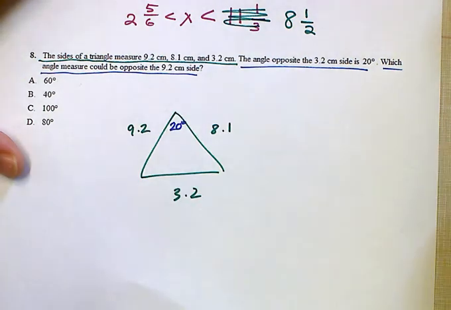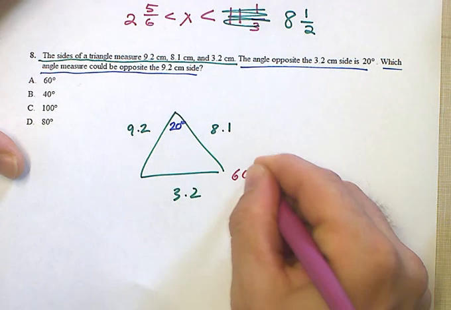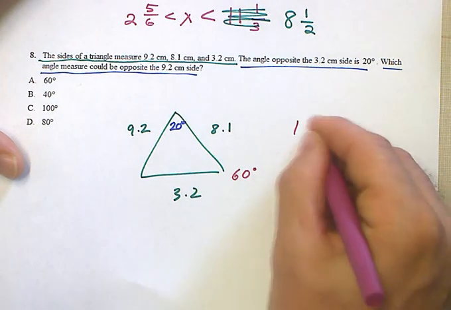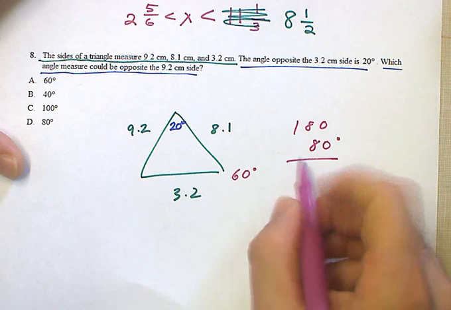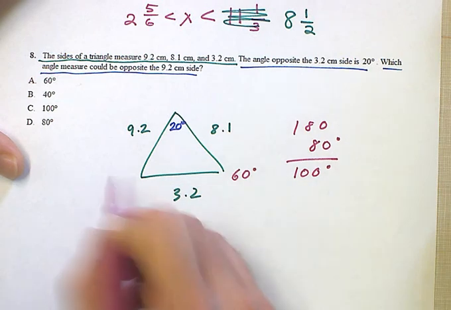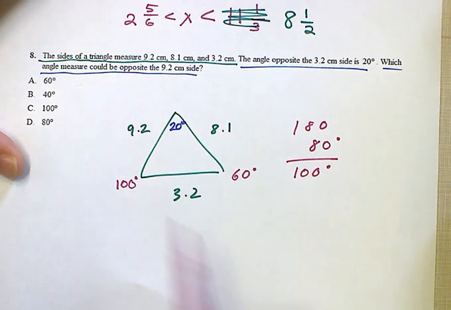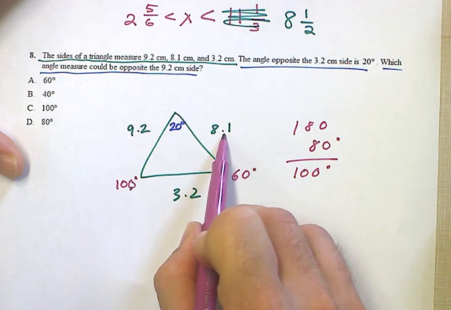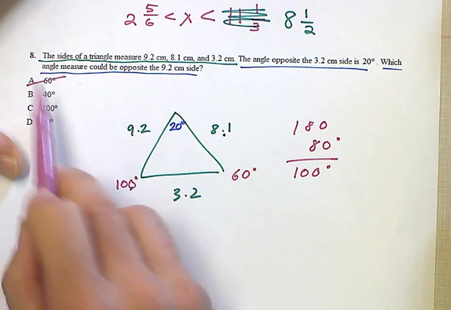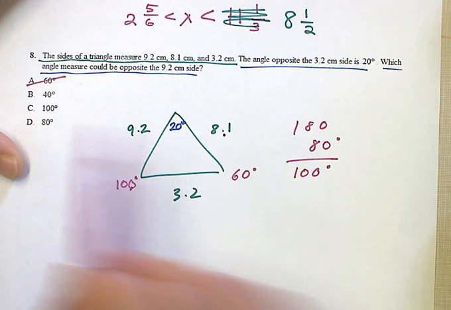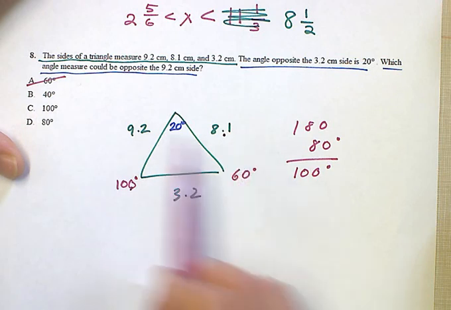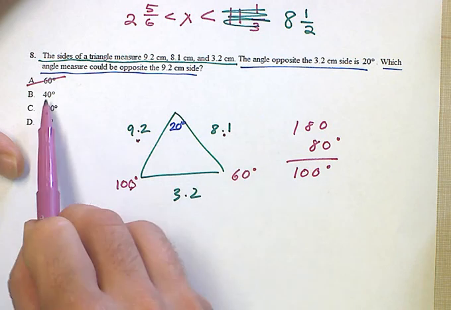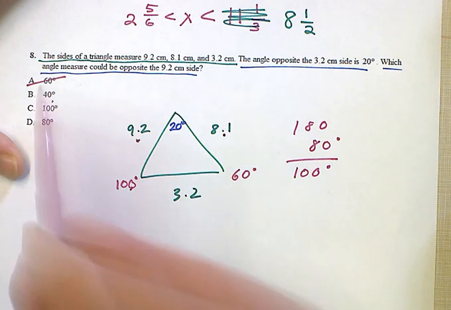So let's just say it's 60 degrees. Now 20 plus 60 is 80. If I take that from the 180, that would make the remaining angle 100 degrees, which is what is here. Now, this is the biggest angle. Is the biggest angle opposite the biggest side? No. So I know answer choice A can't work, and since 9.2 is my biggest side, I don't even want to attempt to solve for 40 because that's making this angle smaller.